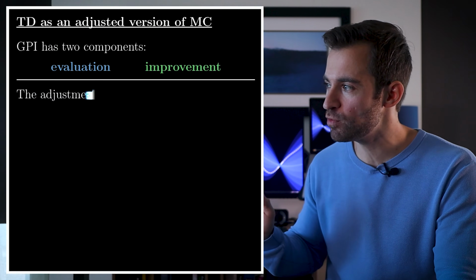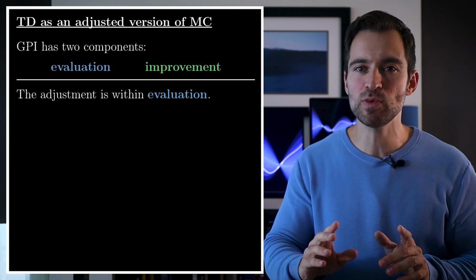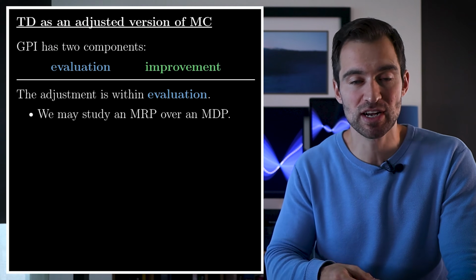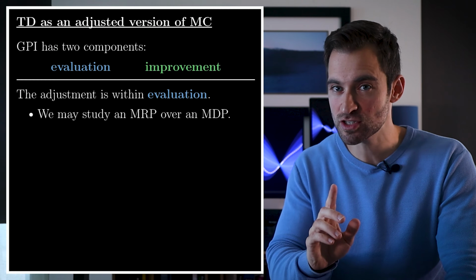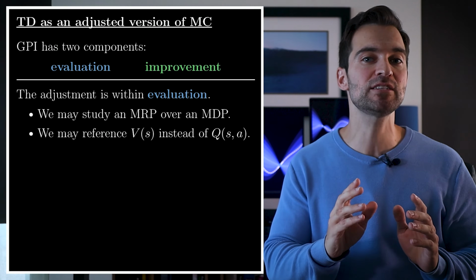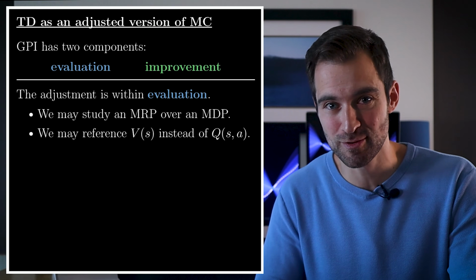Now, the adjustment we'll make sits entirely within evaluation. That means we can study a Markov reward process, which is essentially a Markov decision process without actions. Also, we may reference state values instead of action values, knowing that these evaluation methods can be applied to both. If that doesn't make sense to you, I think you know what to do.